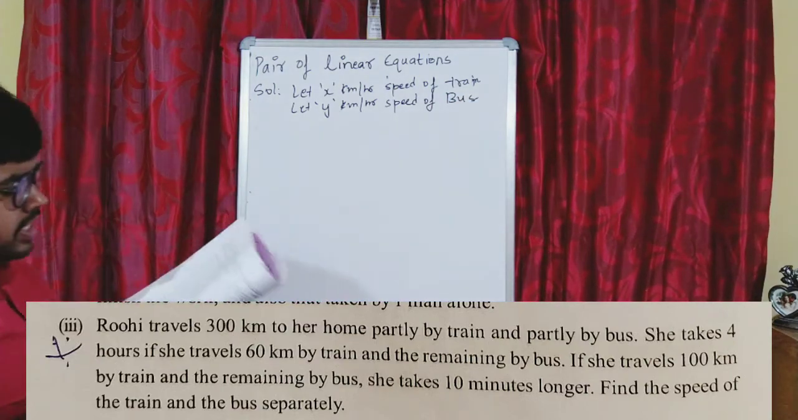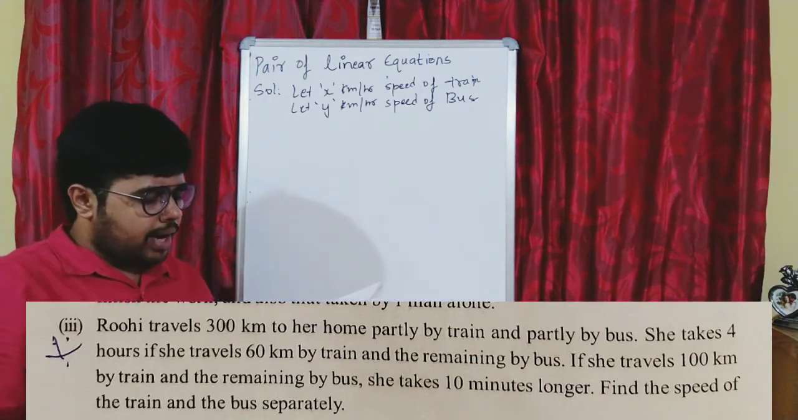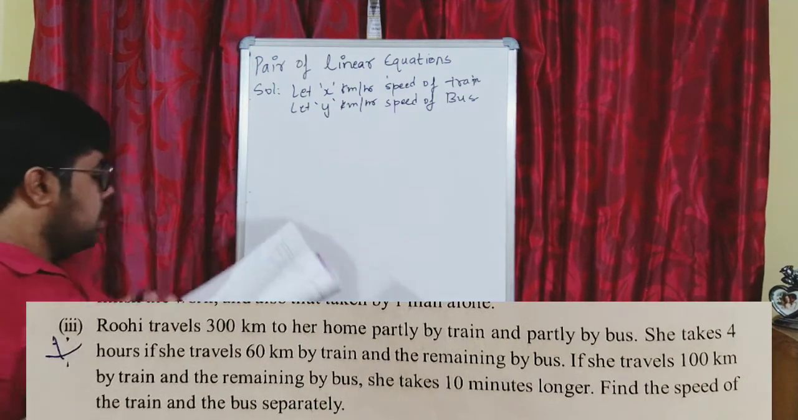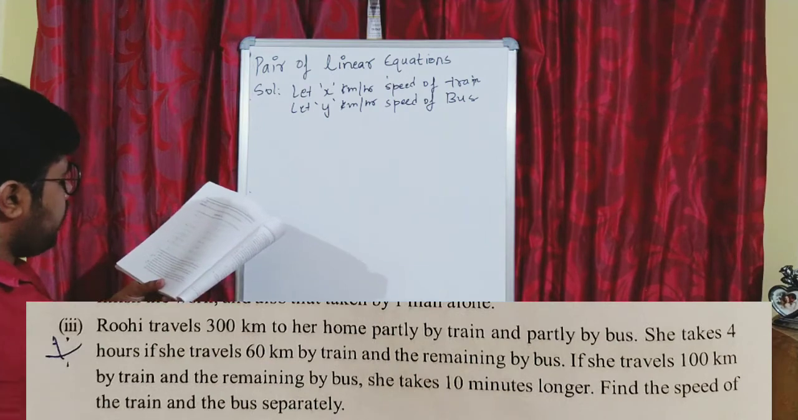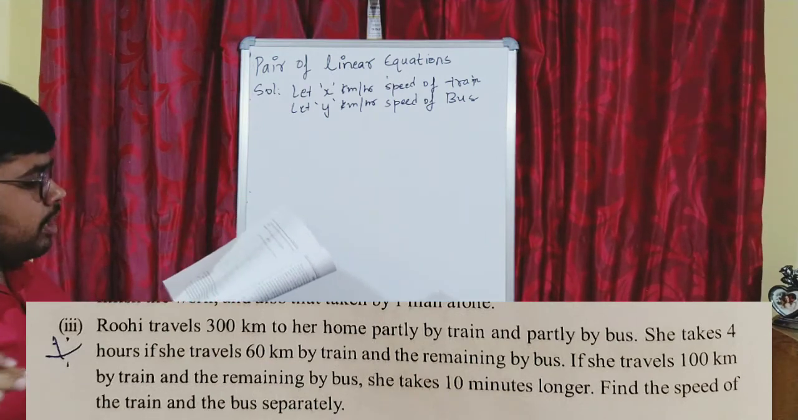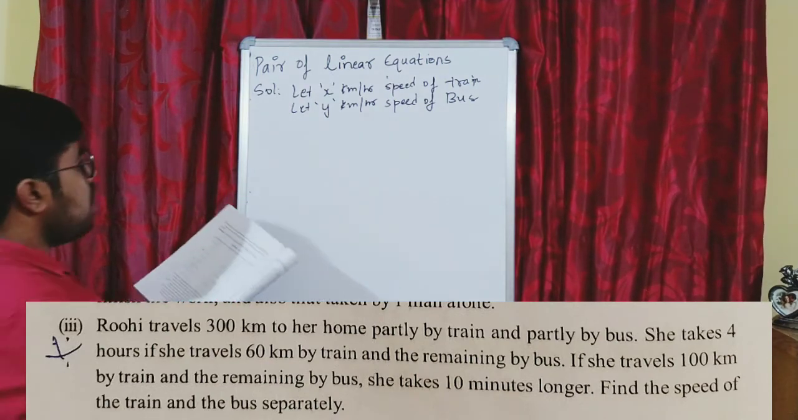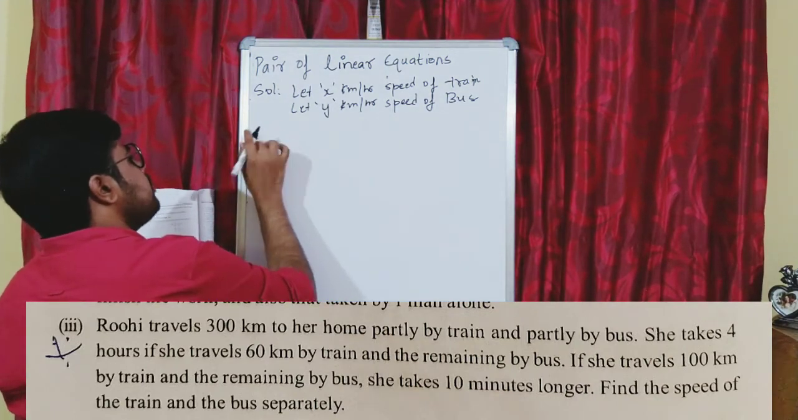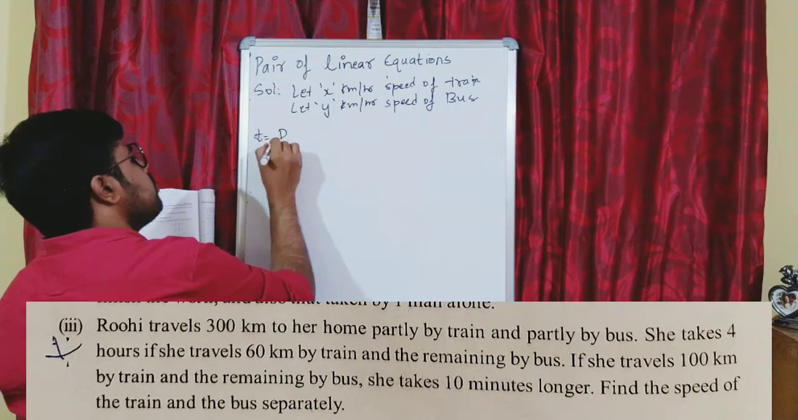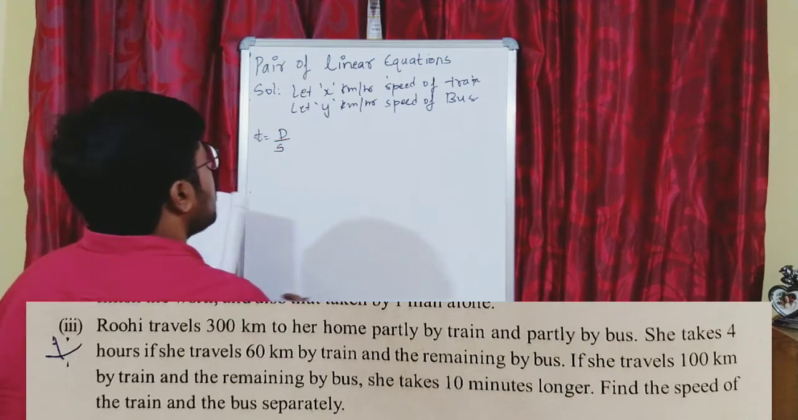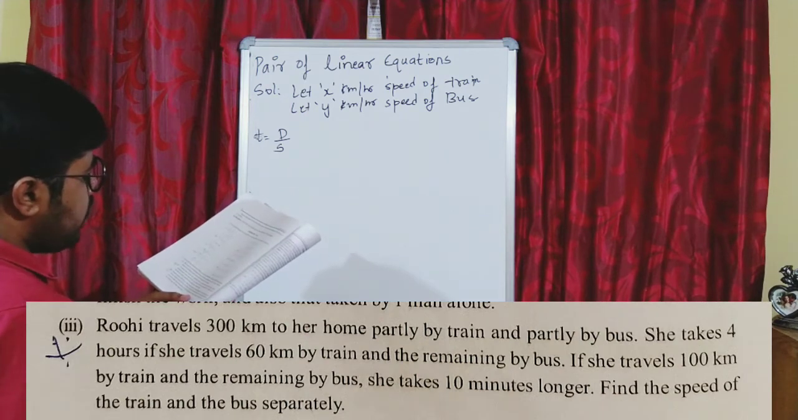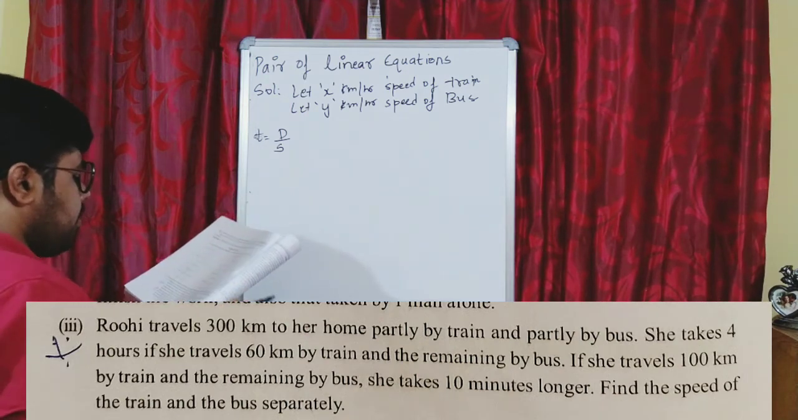Now, Ruhi travels 300 km partly by train and partly by bus. The total distance is 300 km. Okay, remember this. Now, she takes 4 hours if she travels 60 km by train, remaining by bus. We already know time is equal to distance by speed.